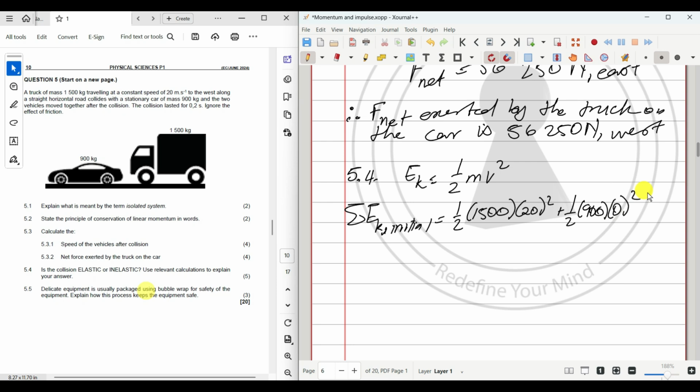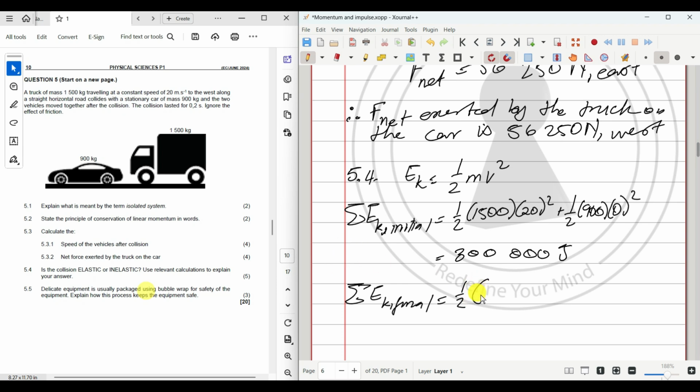0.5 times 1,500 times 20 squared. So what is this? This is 300 joules. This is 300 joules, right? Now the sum of the kinetic energy after the collision is equal to, again, half the masses.